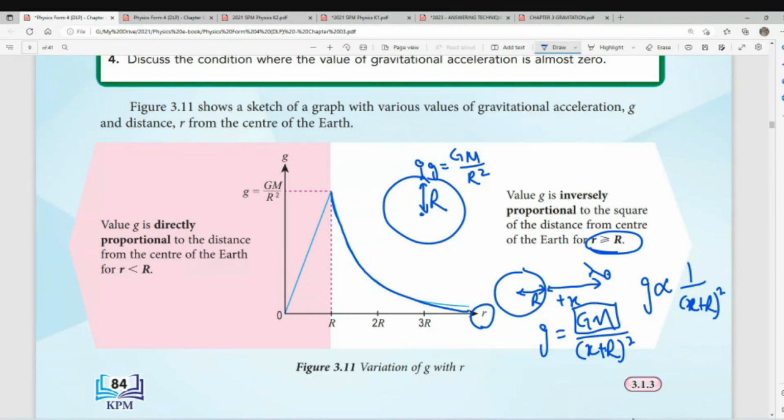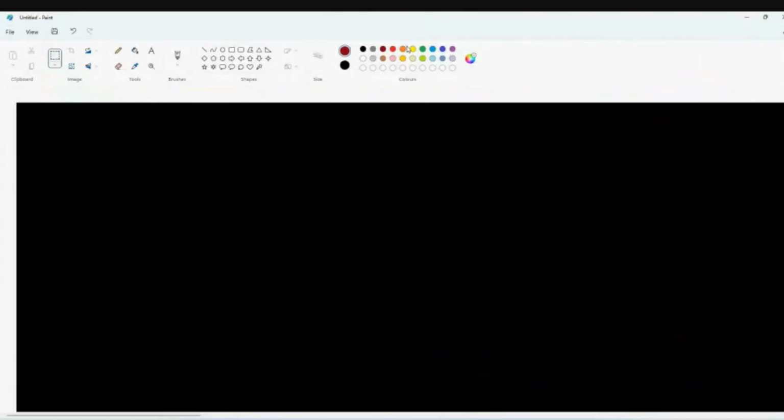But in the textbook, it is not explained. It doesn't explain anything about g being directly proportional when you have r less than the radius of the Earth. So this is the missing part. Then how are we going to understand this? If you study my module, you will basically know. I already shared my module before this, but anyway, I will explain again.